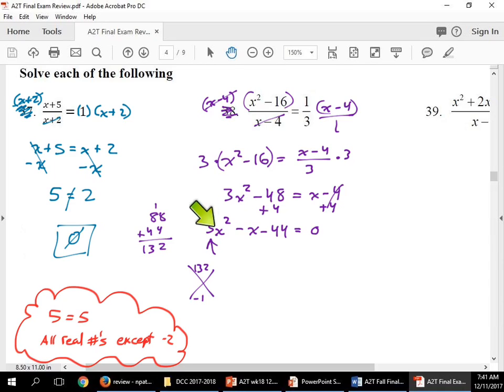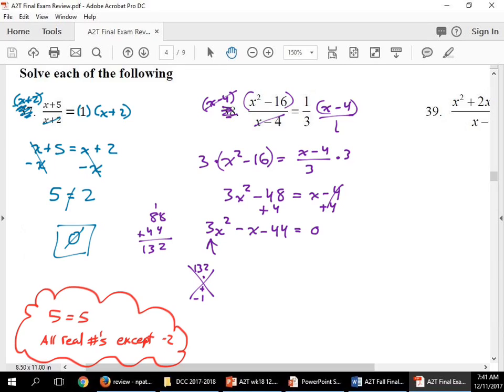Can you guys think of two numbers that multiply to give me 132, then add to give me -1? This way is tough. I hope that you guys recognize that you can factor this. All right. What times what gives us 132? They have to be numbers right next to each other.